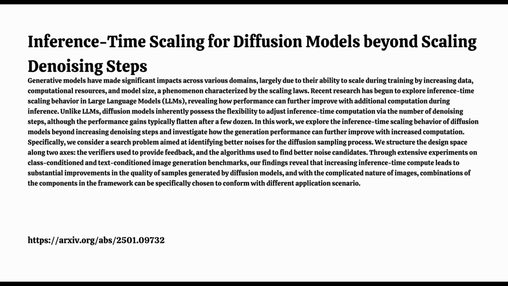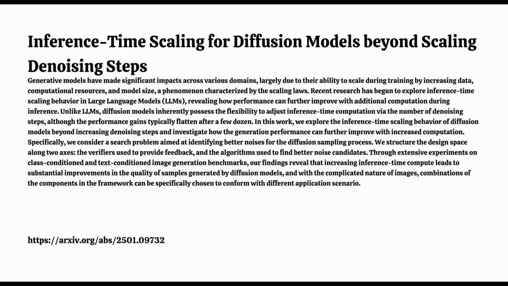So we have these automated judges assessing the images. But how do we actually find those perfect noise candidates to feed into the model? The paper explores different search algorithms that work in conjunction with the verifiers. It's like having a treasure map and a metal detector working together to find the buried treasure. Okay, I'm starting to see how these pieces fit together. So we have the diffusion model itself, the verifiers judging the output, and the search algorithms exploring different starting points. But how effective are these different algorithms?